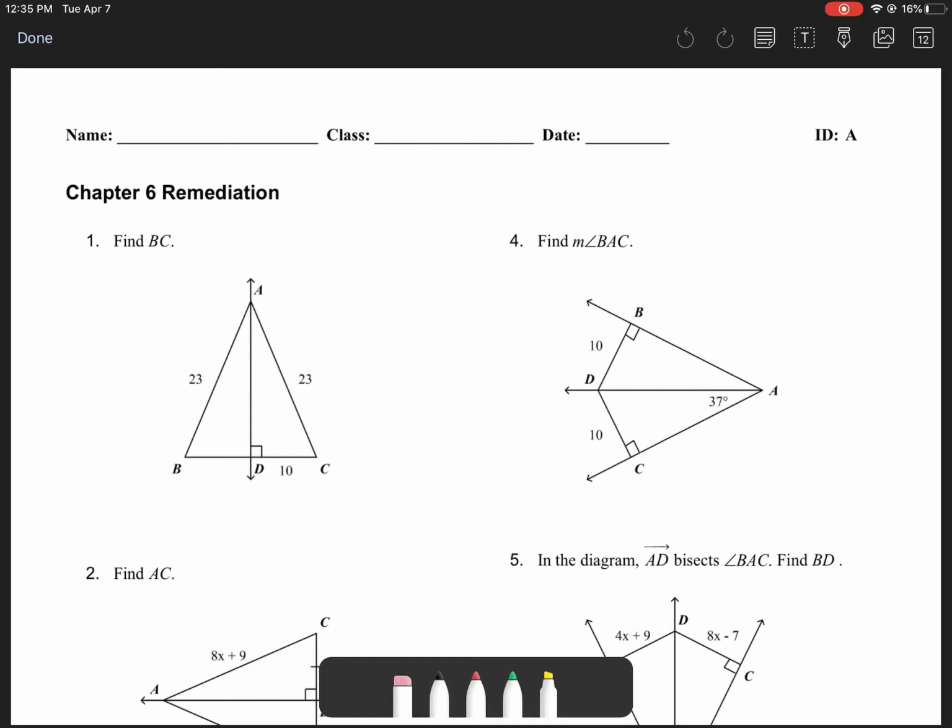Hi, so we're going to get started working through the Chapter 6 review. This was on triangle properties, incenter, circumcenter, everything like that as well. So with question number 1, it says find BC.